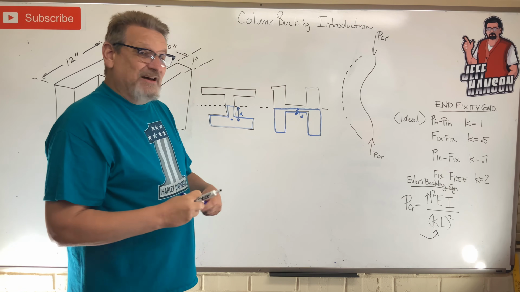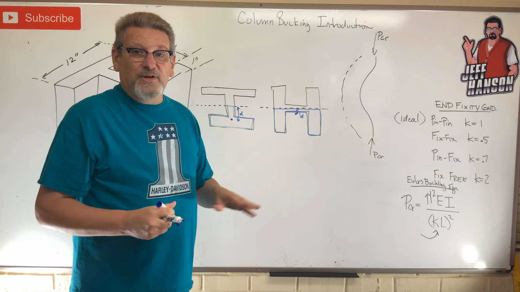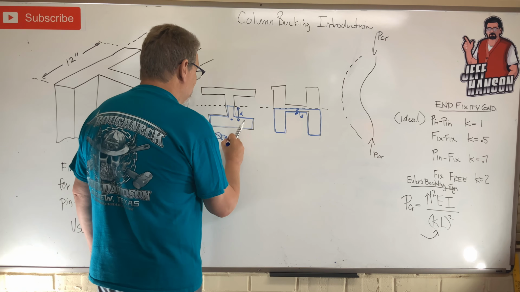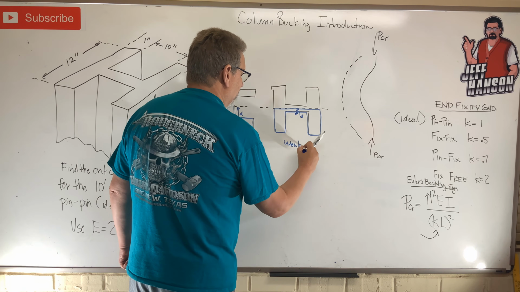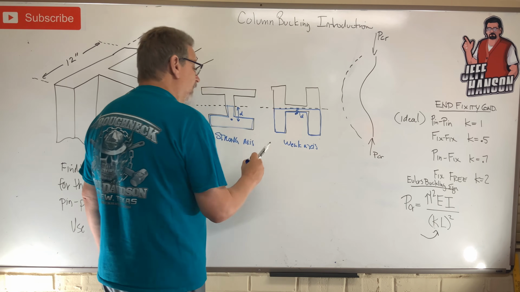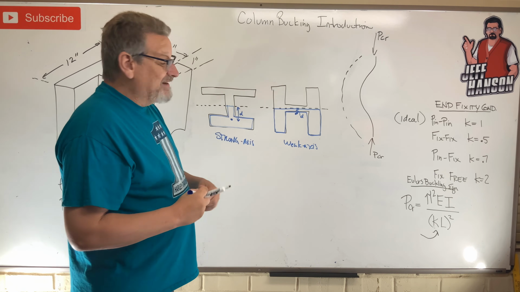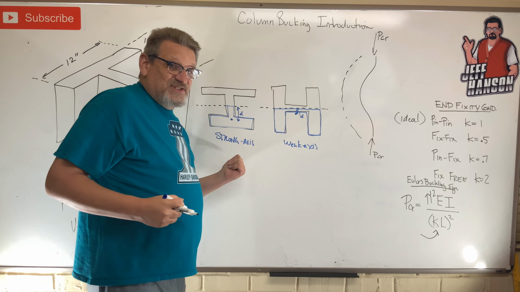So if you have a column, it is always going to fail in what we call the weak axis. This is the strong axis. This is the weak axis of bending. So it's always going to fail around the weak axis. And that's why we call this an I-beam and not an H-beam, because it's strongest in the I direction.